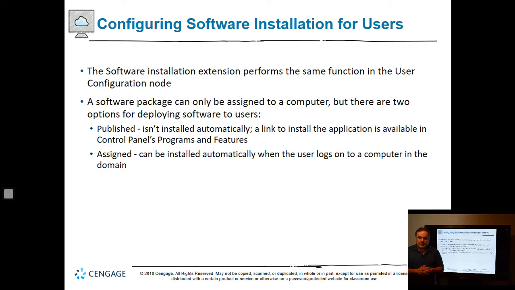A software package can only be assigned to a computer, but there are 2 options for deploying software to users. So you've got published and you've got assigned. The published option is not installed automatically. You actually have to go to the link in Control Panel, Programs and Features, in order to install, and you'll see the link there. They'll say, hey, would you like to install Office? Click here, and it'll install it, or whatever program. The assigned one is installed automatically. So as soon as the user logs in, the application installation happens. So it really depends on whether you want to force this application on the user or you want it to be an option.